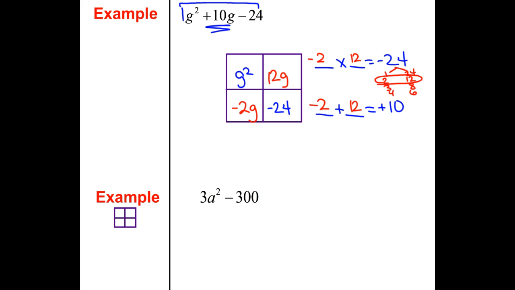So going vertically here, g squared and negative 2g is going to be g. 12g and negative 24, since my leading one is 12, it's going to be a positive 12. Now we're going to go left to right. So g squared and positive 12g, that's going to be g. Negative 2g and negative 24, well, they're both negative, so that one's easy to see. That's negative 2. So our factored version of this is g plus 12 times g minus 2.